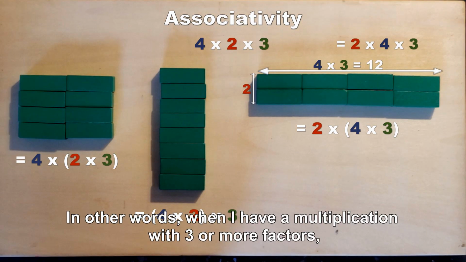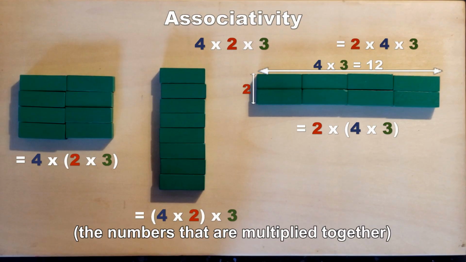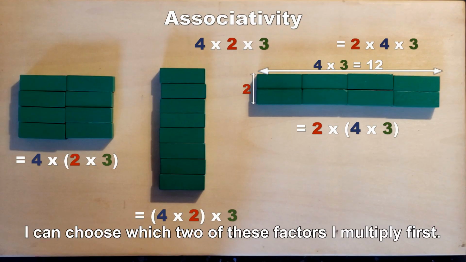In other words, when I have a multiplication with 3 or more factors, the numbers that are multiplied together, I can choose which 2 of these factors I multiply first.